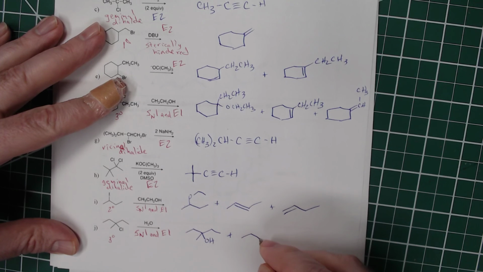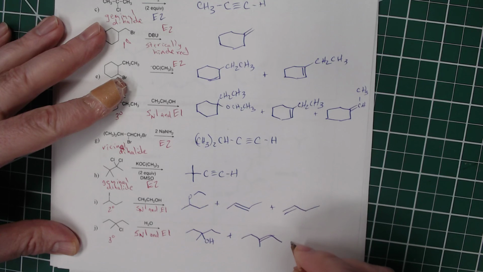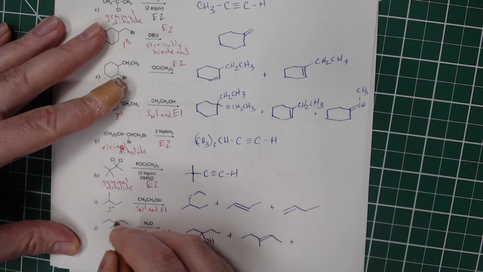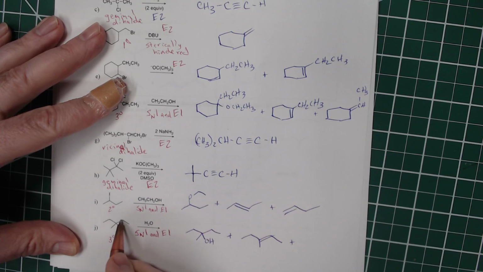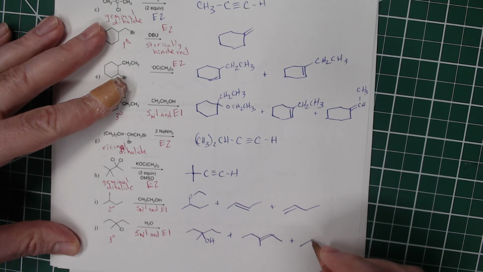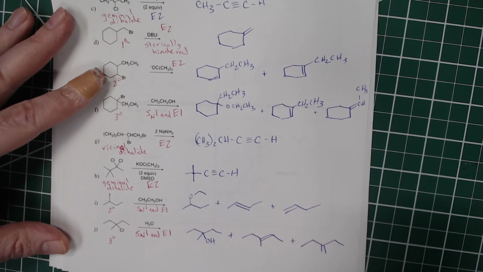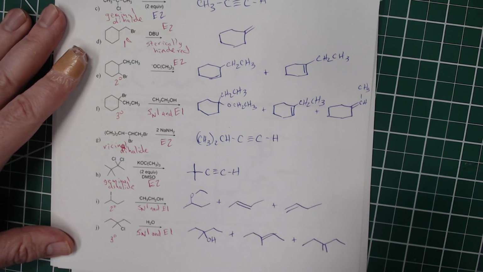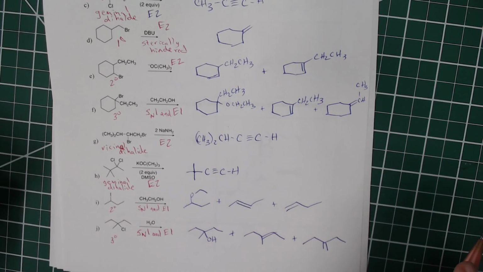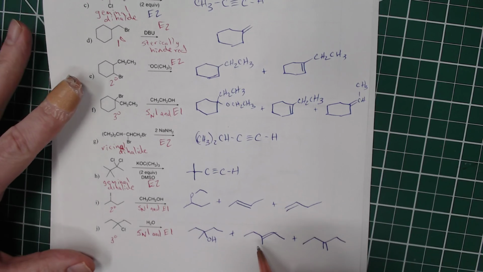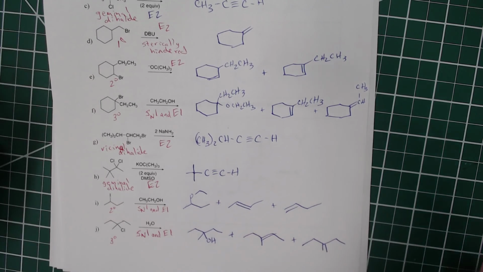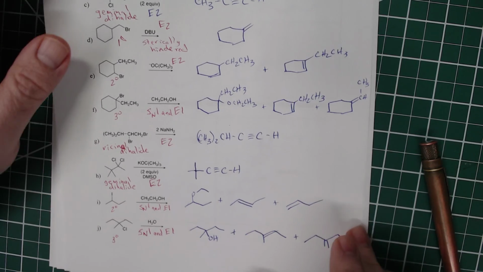We would get the alkene, and since there's 2 different types of beta hydrogens, these 2 are the same, but then this one is different. We get that one as a possibility. All right. There would be a stereoisomer of this one, but that is not our primary concern.